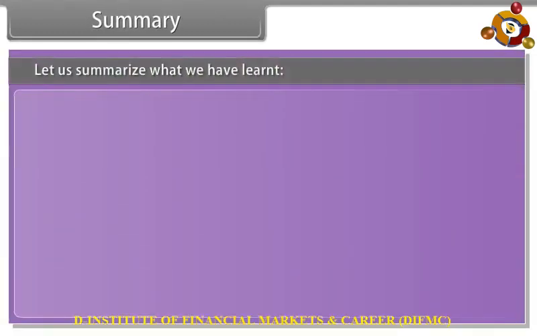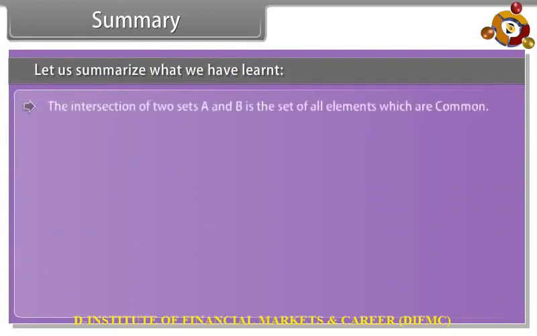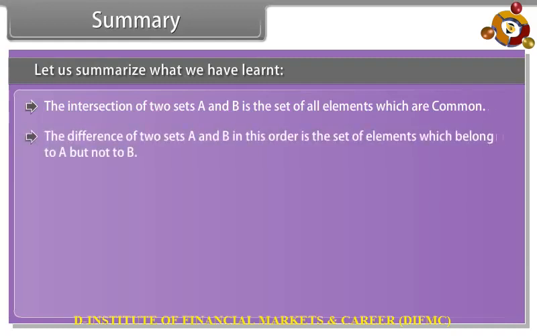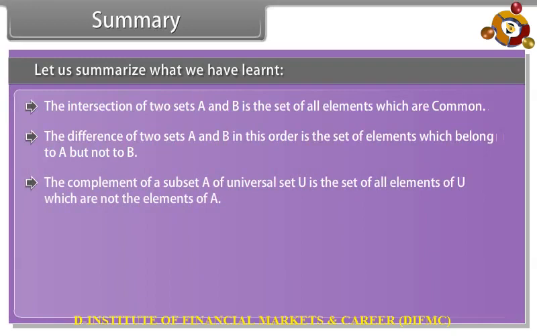Summary. Let us summarize what we have learned. The intersection of two sets A and B is the set of all elements which are common. The difference of two sets A and B in this order is the set of elements which belong to A but not to B. The complement of a subset A of universal set U is the set of all elements of U which are not the elements of A.